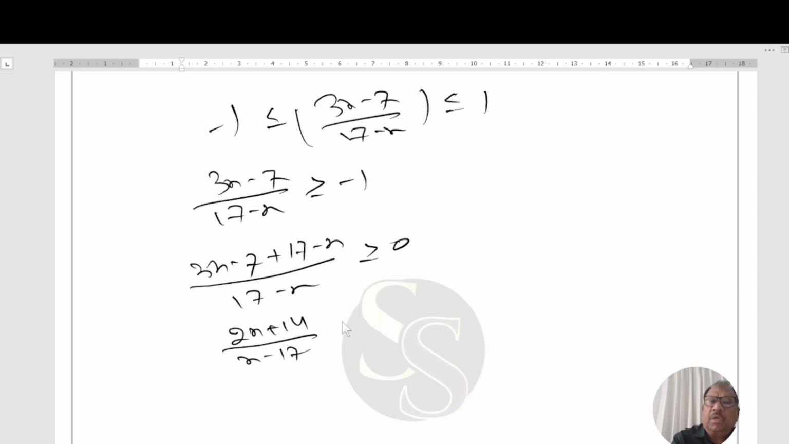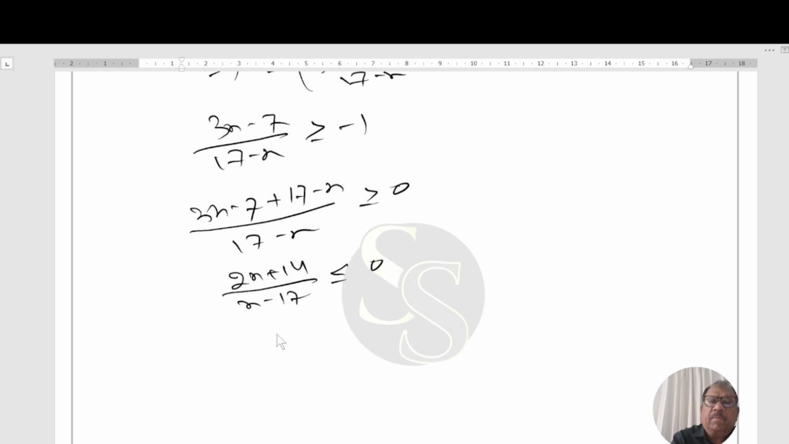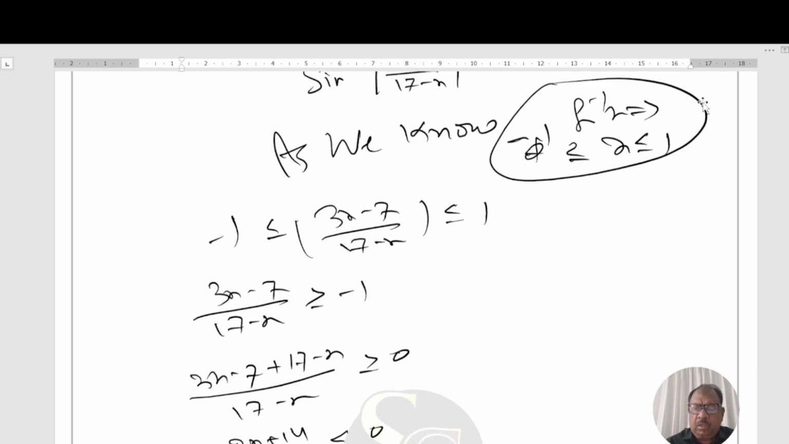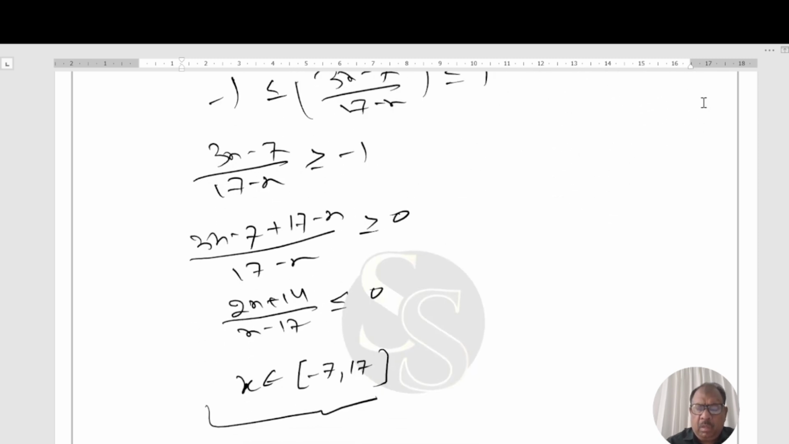Taking x common, the sign will change because of the negative. In this case, minus 7 and 17. x belongs to minus 7 and 17. One part has come. In the second part, this comes out to be minus 7 and 10.